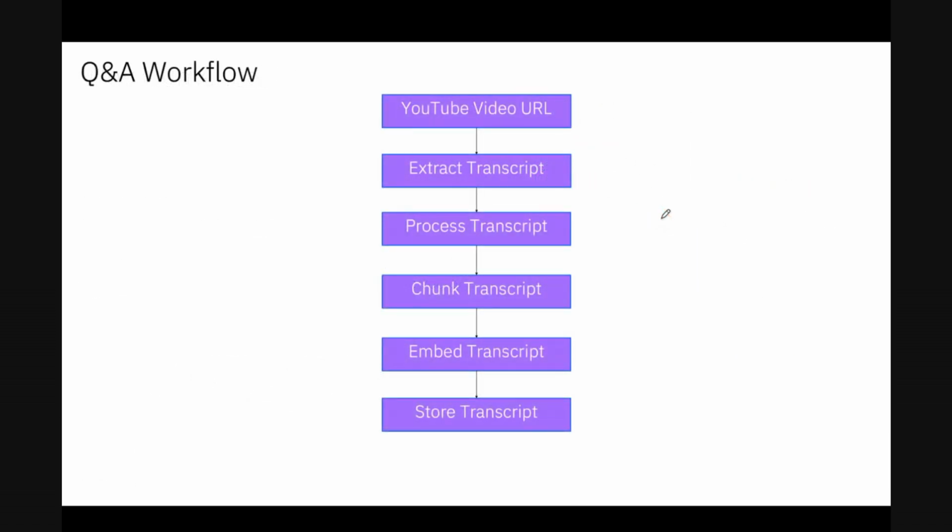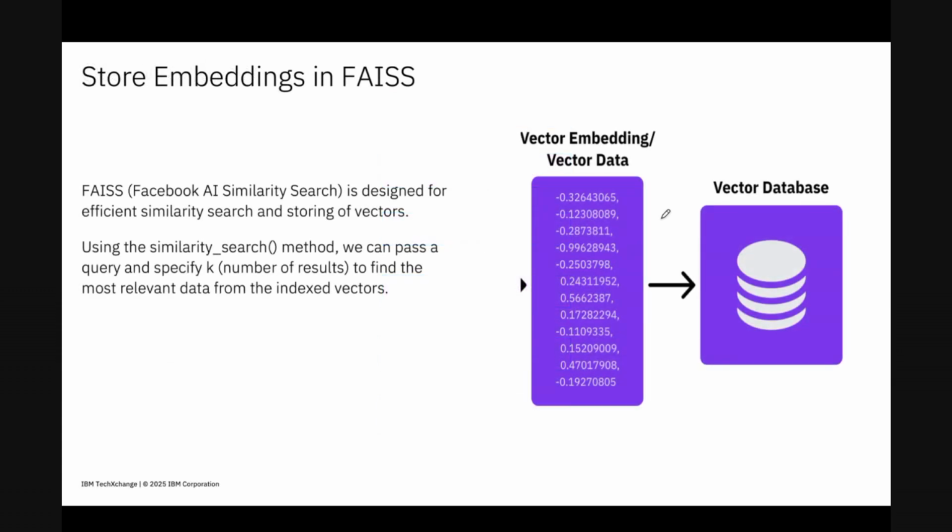Now, after embedding the transcript, we have to store it somewhere, right? So at this moment, we are storing the transcript into Faiss, which is our vector database. Faiss stands for Facebook AI Similarity Search, and it is designed for efficient similarity search and storing of vectors. As we can see in the image, we have the numerical vectors, and we will store each numerical vector in the vector database.